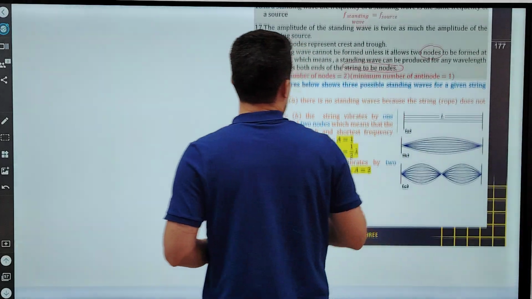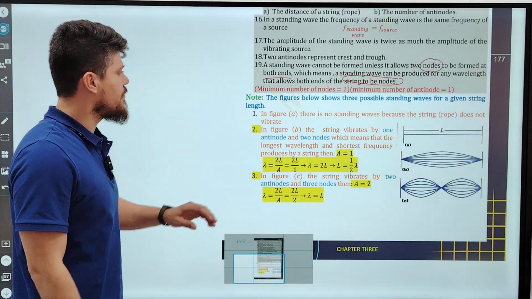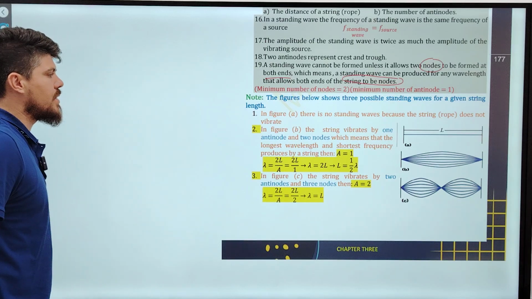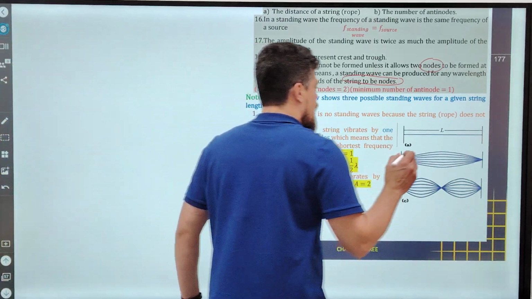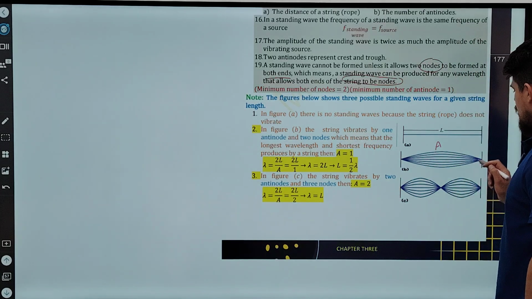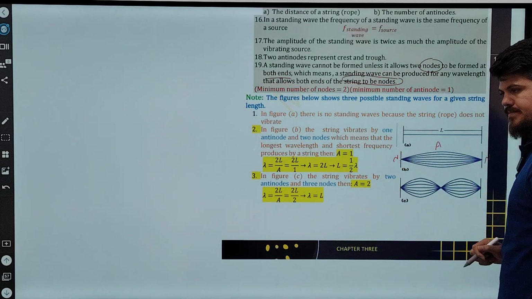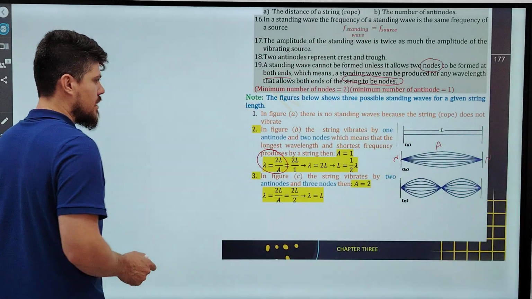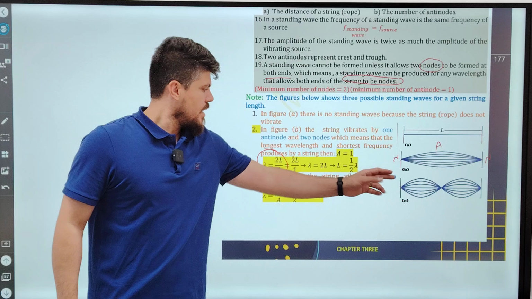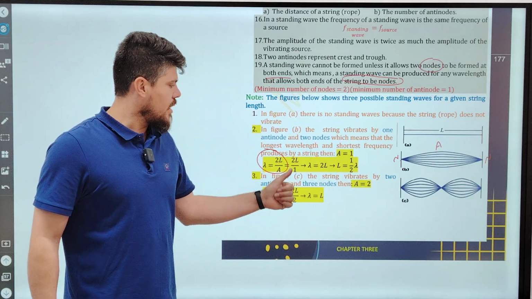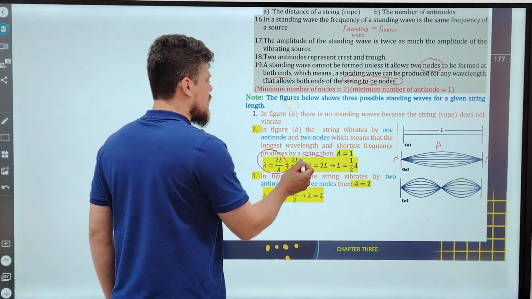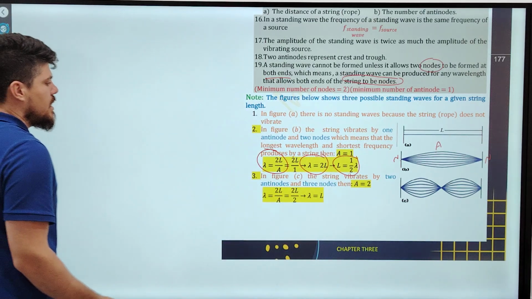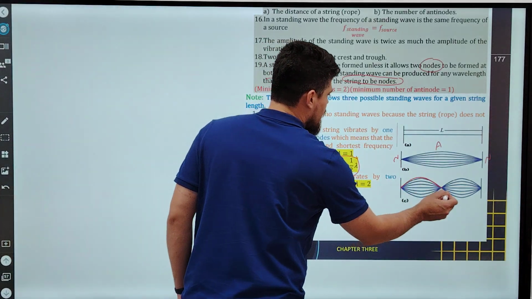The figures below show the 3 possible standing waves for a given string. In figure A, there is no standing wave because the string does not vibrate. In figure B, how many antinodes do we have? 1 antinode. How many nodes do we have? 2 nodes. Wavelength is equal to what? Wavelength is equal to 2L over A. For figure B, how many antinodes do we have? 1. 2L over 1. Lambda is equal to what? Is equal to 2L. L is equal to what? 1 over 2 wavelength.